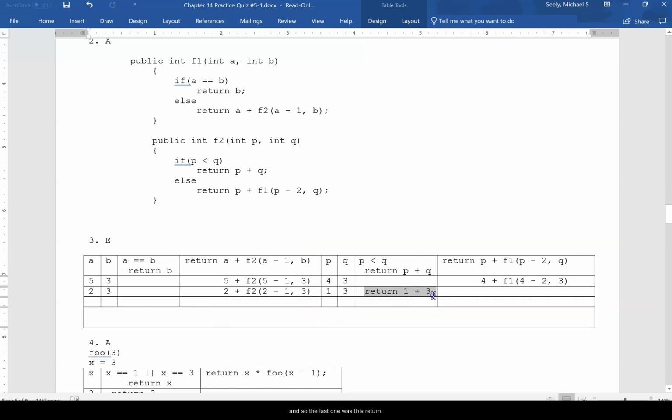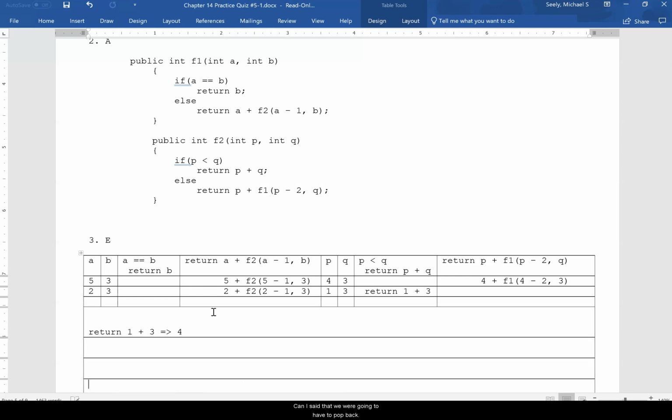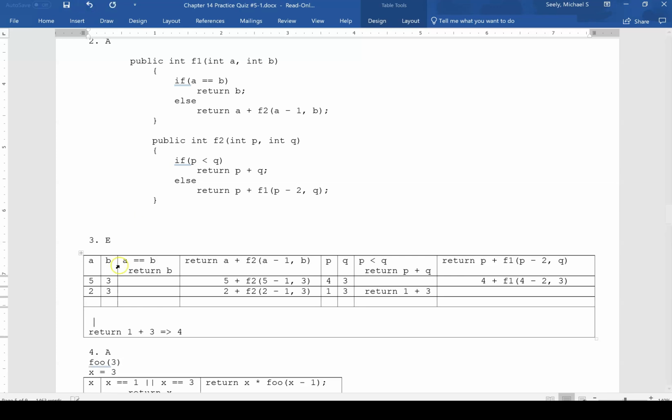And so the last one was this return 1 plus 3, which gives us 4, right? And I said that we were going to have to pop back up the stack, but we definitely are going to want to do that.